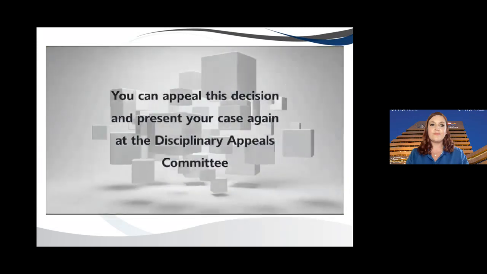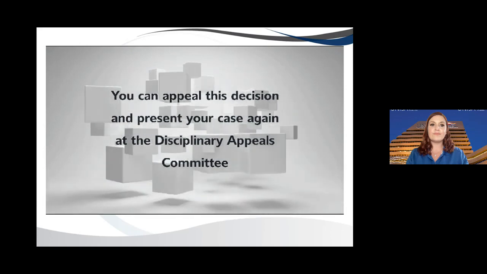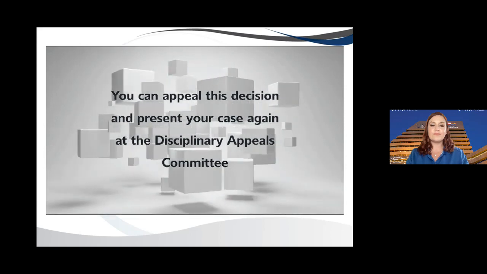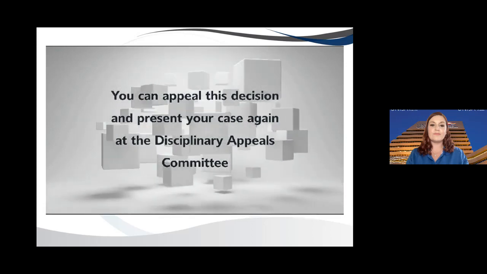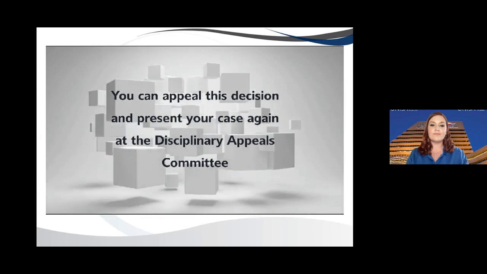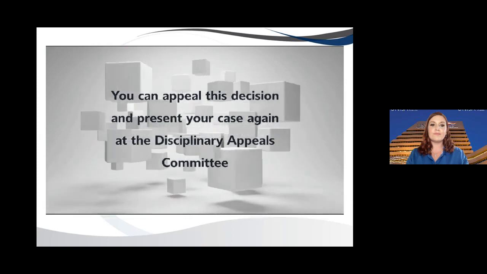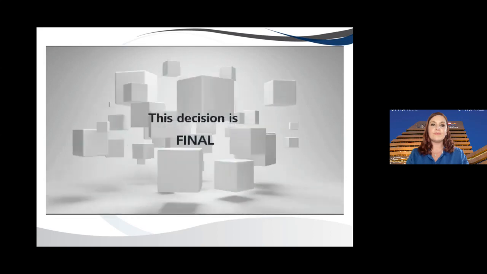If you are unhappy with the outcome, you may take your case to the Student Disciplinary Appeals Committee. This committee is made up of other academics represented by each college. You will have the opportunity to present your case, and all of the evidence will again be considered. The committee then deliberates and makes a decision, and this decision is final.